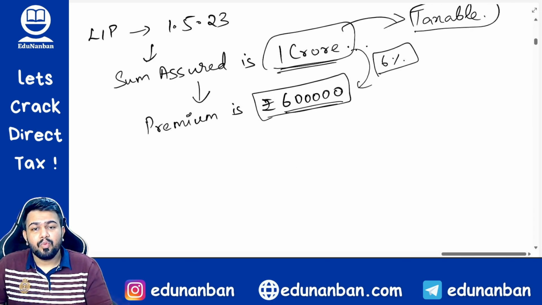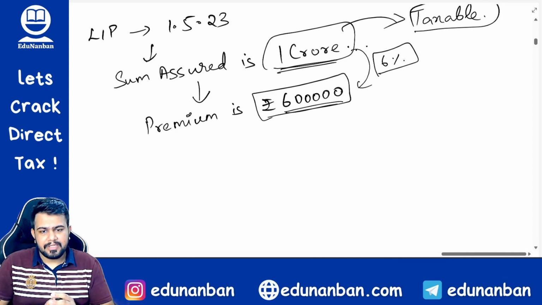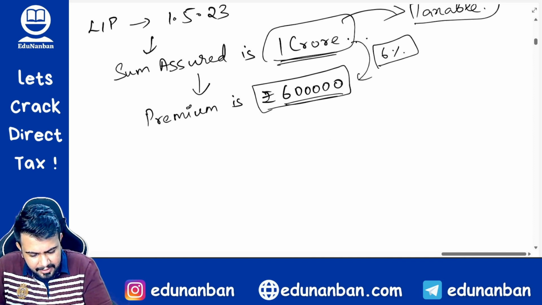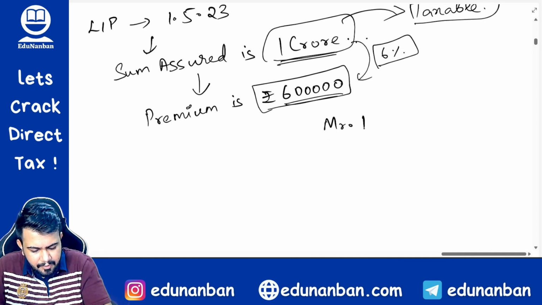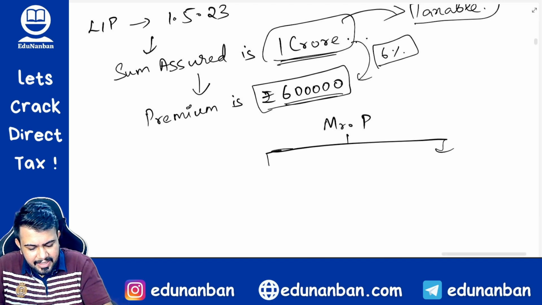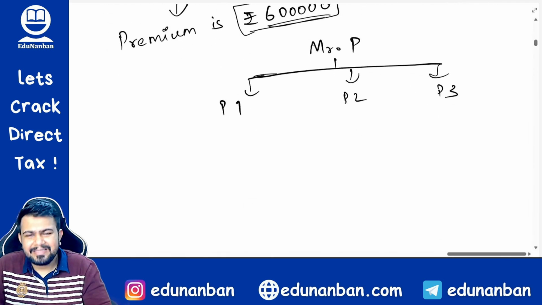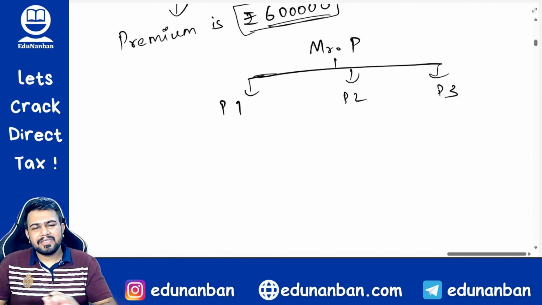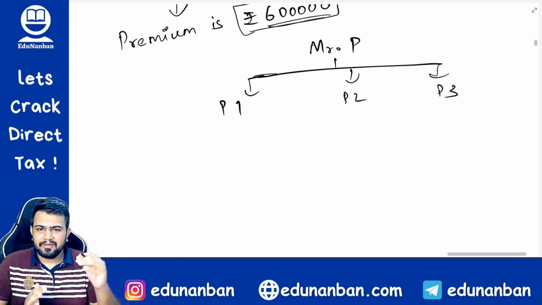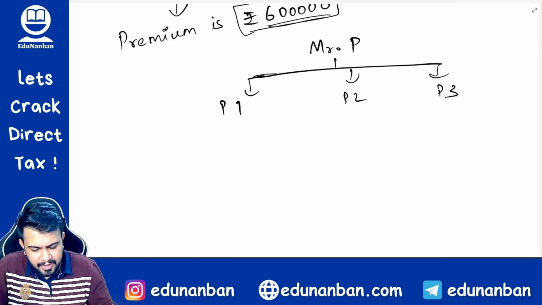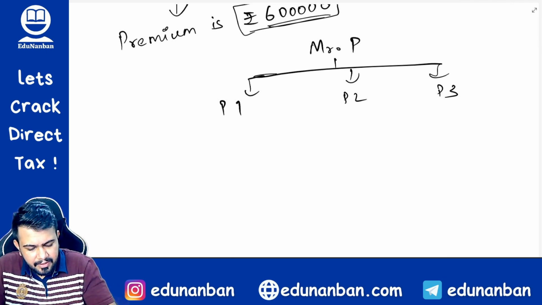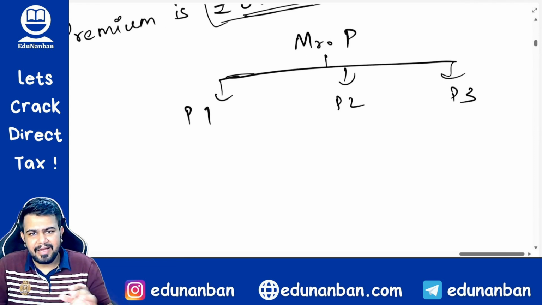Similarly, sir, what if there is more than one policy? Let us assume that there is a person, Mr. P. Mr. P is having 3 life insurance policies: policy 1, policy 2, and policy 3. Let us assume for the time being that all these policy premiums are within the limit which is specified already, that is the 80C limits. Now we are only going to discuss the 5 lakh concept.